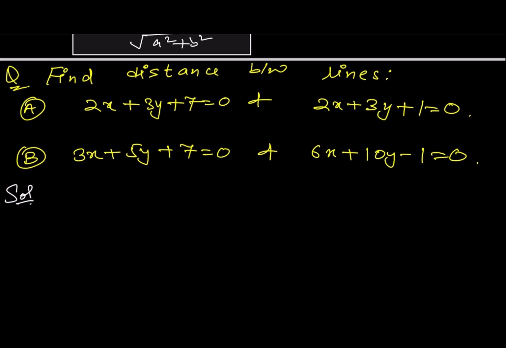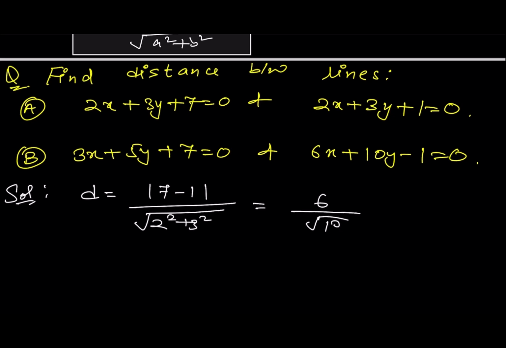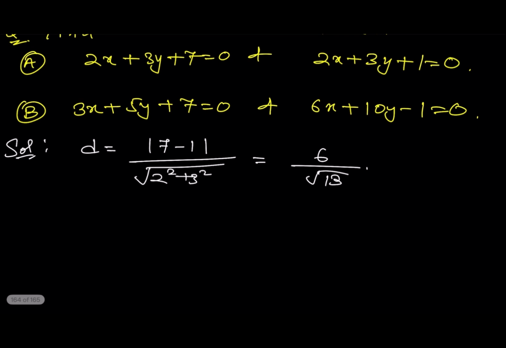Now if we observe the two given lines in part A, the lines are parallel as coefficients of x and y are the same. So using the concept we have learned, in case of parallel lines, D will become mod of C1 minus C2. So mod of 7 minus 1 upon root over 2 square plus 3 square, means 6 upon root over 13. Okay, so this is A. B.